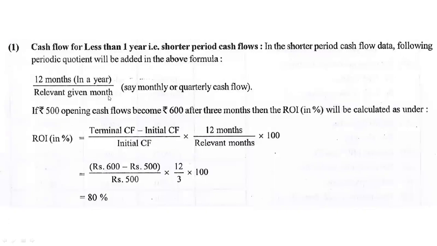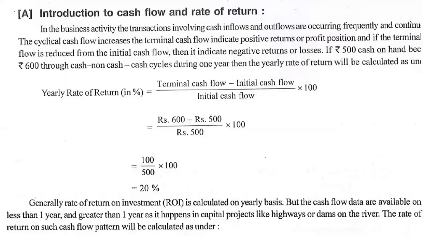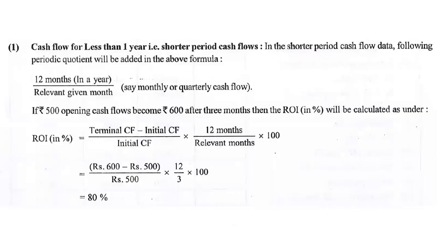Then we have to know the rate of return can be calculated on a yearly basis, or it may be on a monthly basis. For monthly calculation, we calculate using terminal cash flow minus initial cash flow upon initial cash flow, into 12 months, divided by the relevant month, into 100.